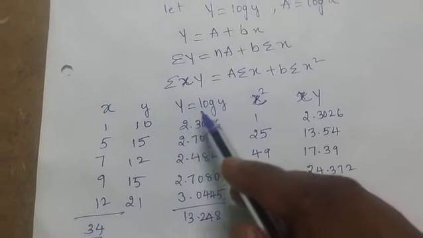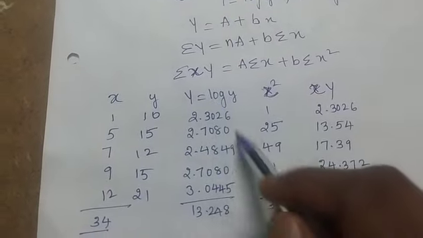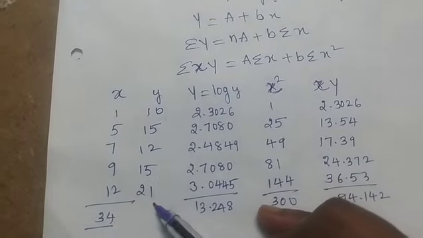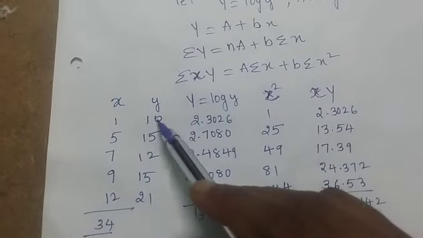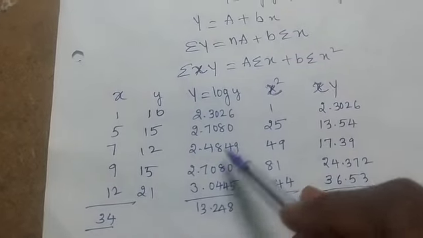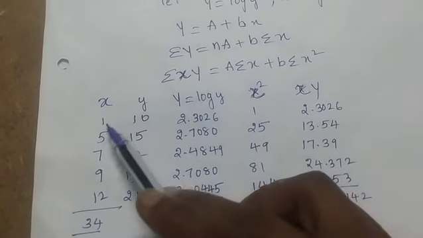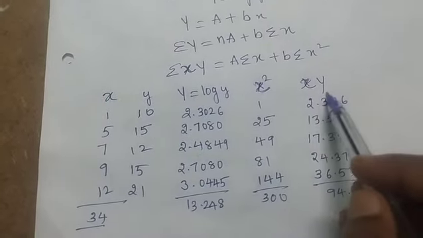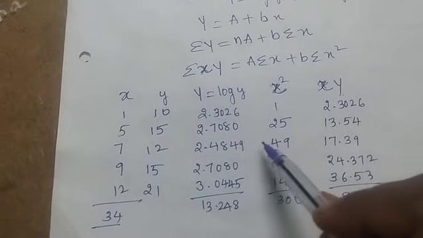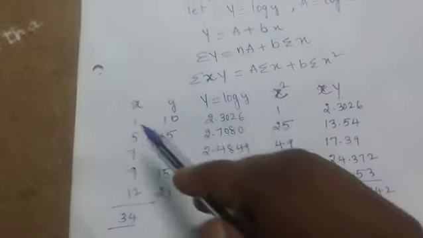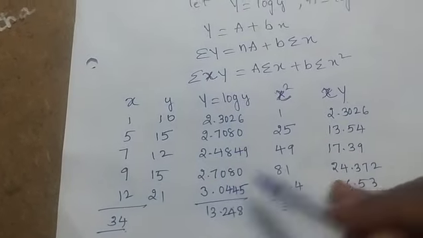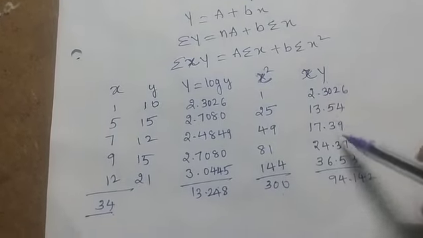Okay, now this capital Y, how I said to find these values? Based on these values: log 10, log 15, log 12, log 15, log 21 base e, like that. So log 10 base e, log 15 base e, log 12 base e, log 15 base e, log 21 base e values are this one. The small x and capital Y. So this value and this value, not small y, this is capital Y. So 1 into 2.302, 5 into 2.7080, 7 into 2.48, like that multiply, you get all these values. Required summation small x value, add this. Summation capital Y value required, add this. Summation x square, this is summation xy.